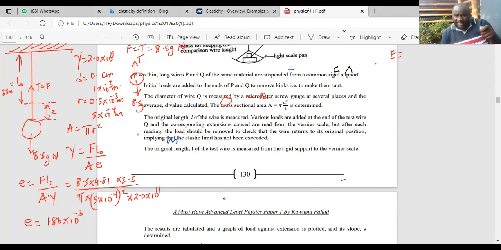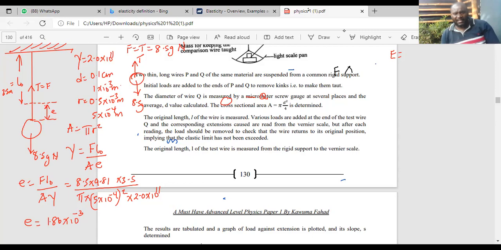But after each reading, the load should be removed. Why? So that we see whether the wire goes back to its original position using the main scale. The main scale is acting as the reference scale. The vernier scale is the one which is predicting the extension produced. Now, the reason why we have to remove them is to check whether we shall regain our original length, or to see whether Hooke's law is still being obeyed. Now, implying that the elastic limit has not yet been exceeded.